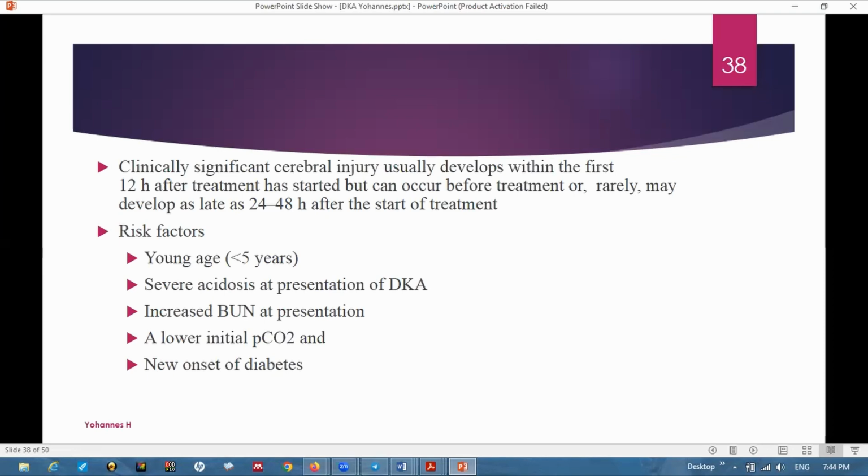The most common risk factors are age less than 5 years, severe acidosis at presentation with DKA, increased serum BUN level, low initial partial pressure of carbon dioxide, and new onset of diabetes. These are the most common risk factors for cerebral edema.